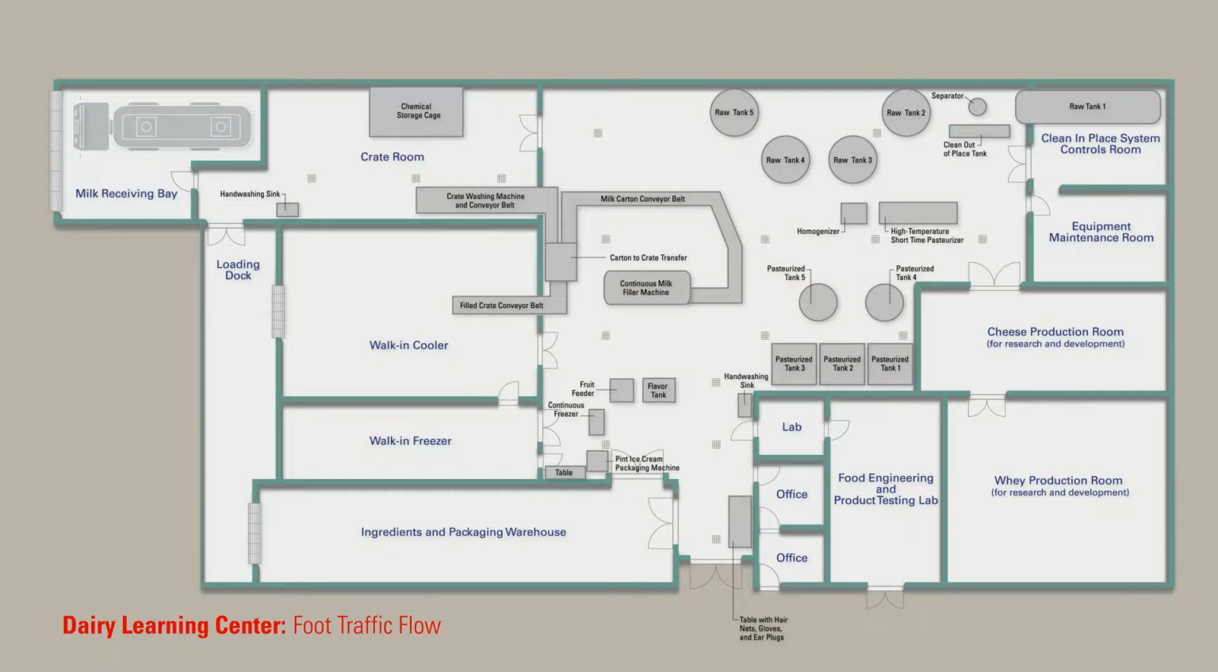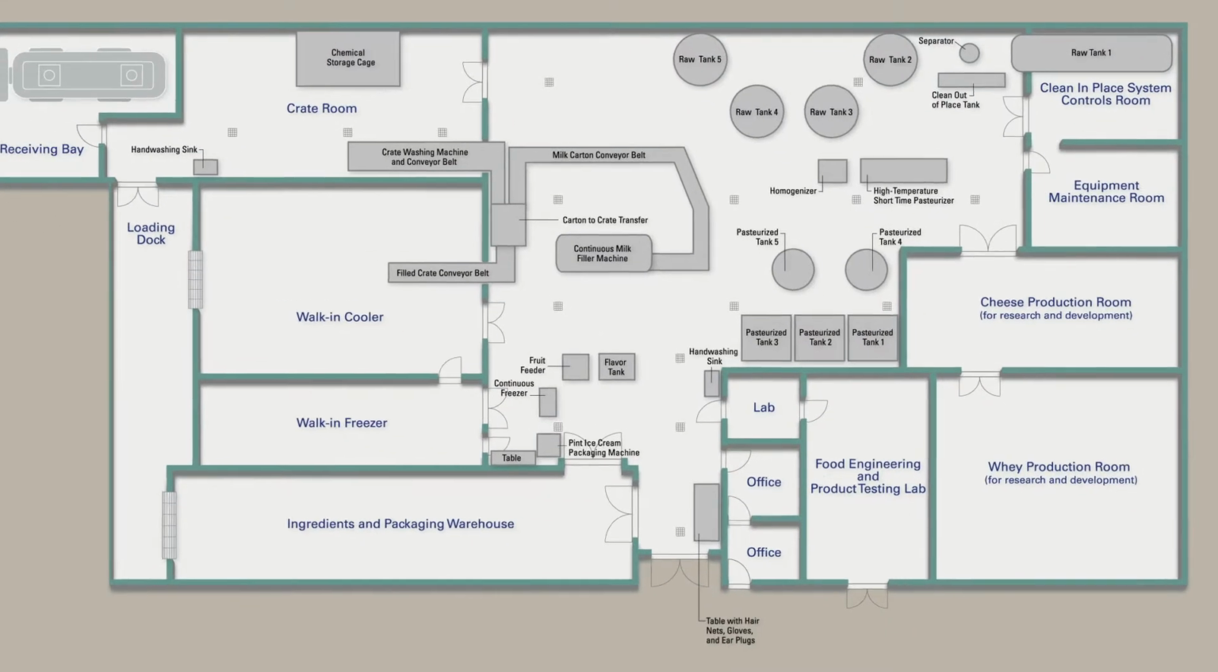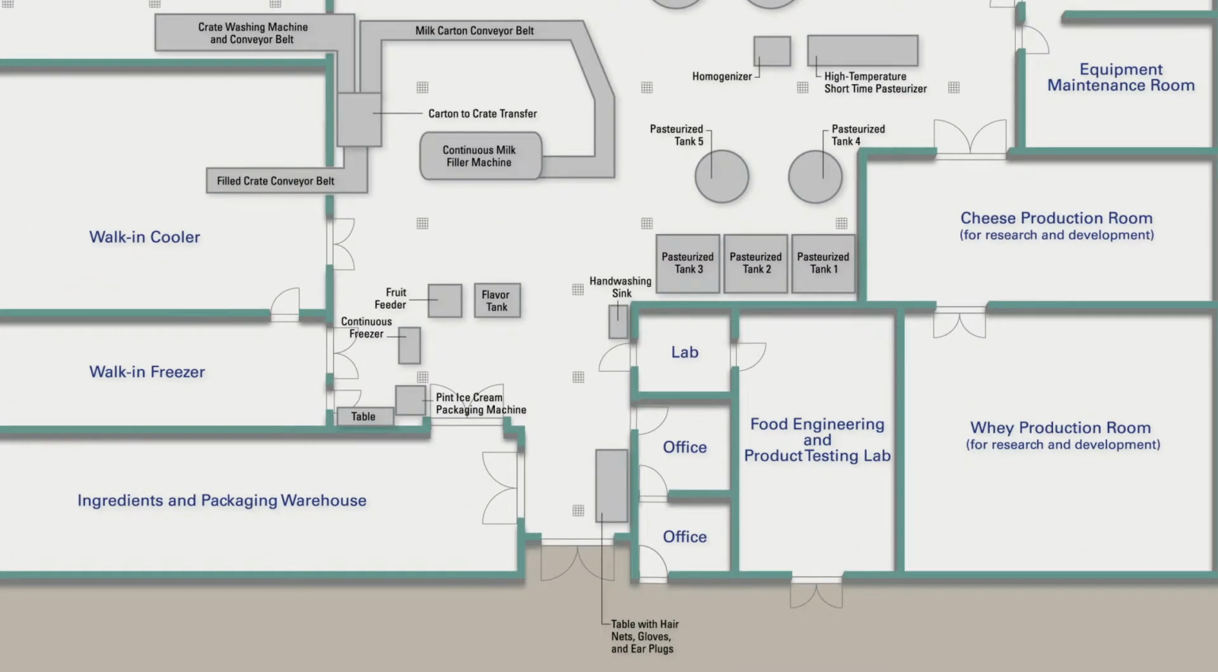On this floor plan, you are going to see the flow of foot traffic on a typical production day when milk and ice cream are being produced. Employees can enter the facility either through the main doorway or office doors. All employees must wash their hands at the hand washing sink by the lab door before starting any work.